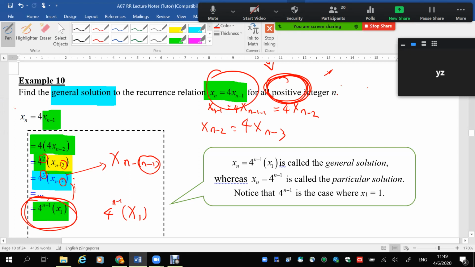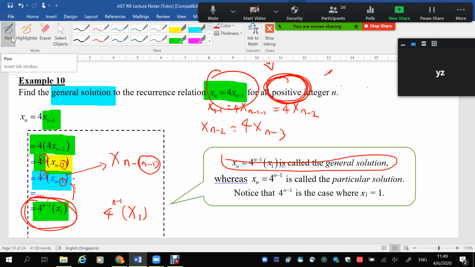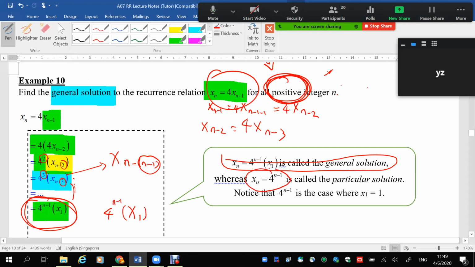Anyone have problem? Okay, no problem. So now what you have is actually this xn, what we call the general solution. And just now in your example 9, you have 4 to the power n minus 1. This is a particular solution when my x1 is equal to 1.